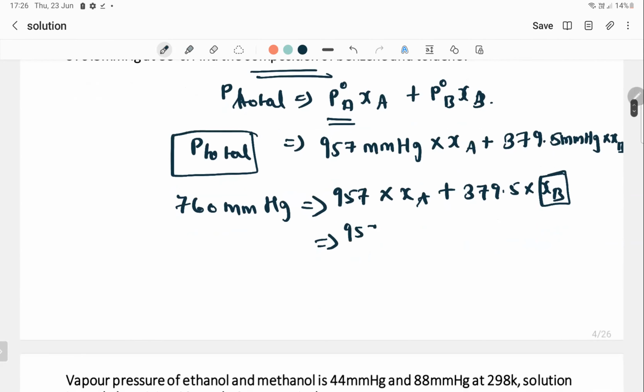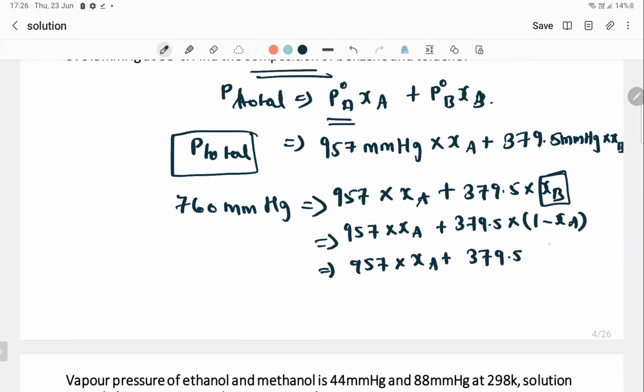Do it in that way. So 760 equals 957 into XA plus 379.5 into 1 minus XA. So 957 XA plus 379.5 minus 379.5 XA. So now do the calculations. Minus, sorry, minus.